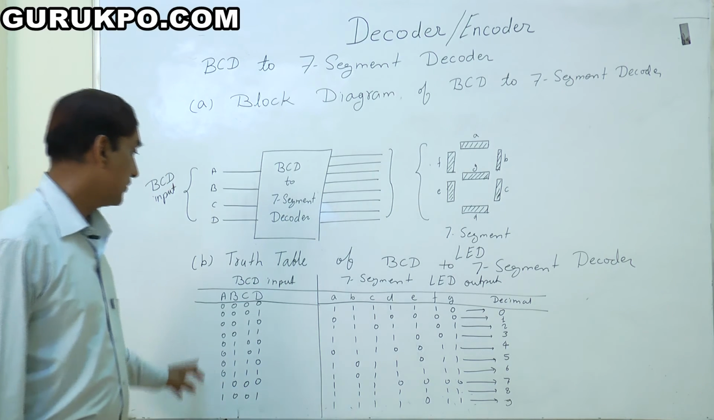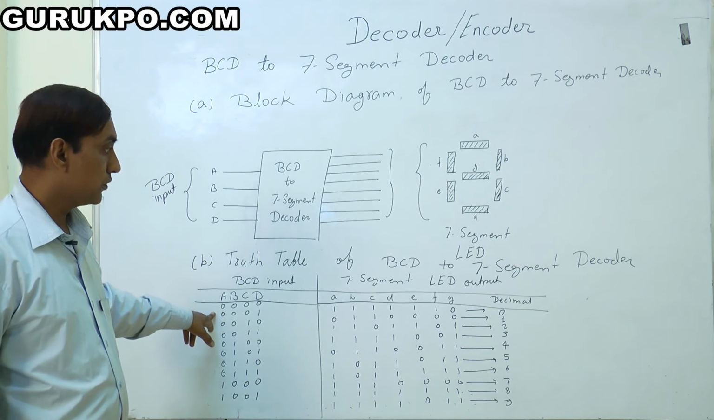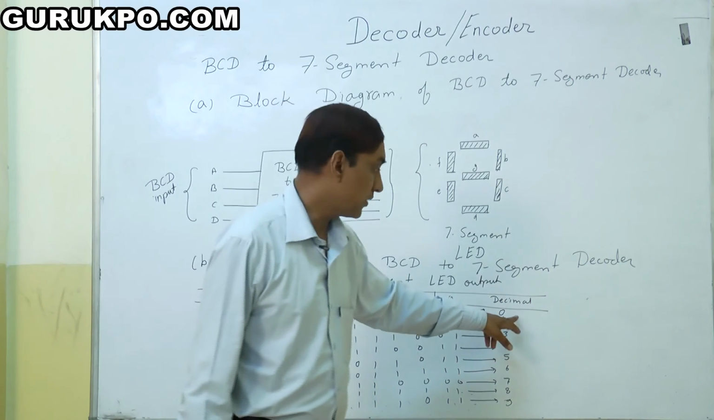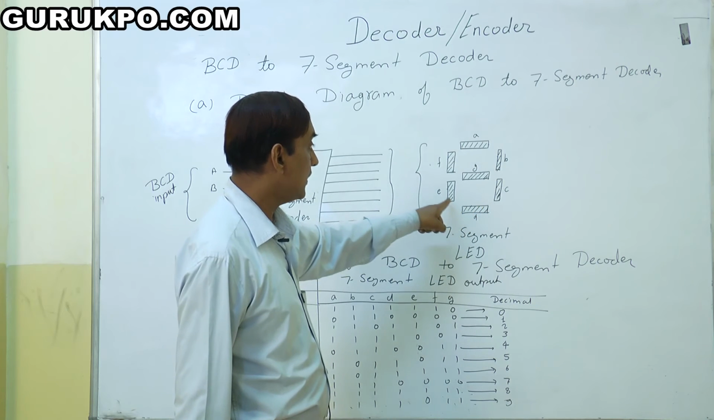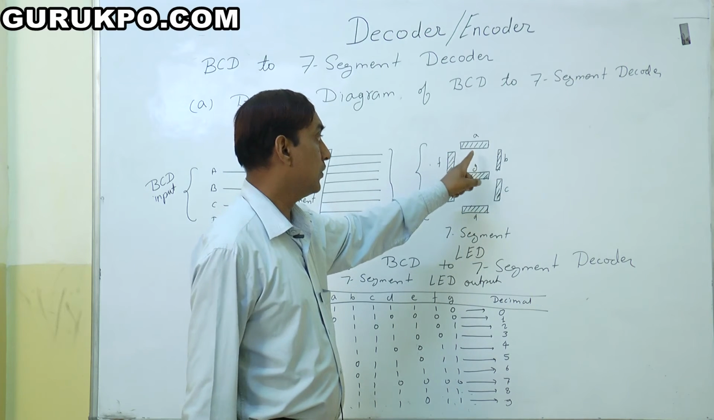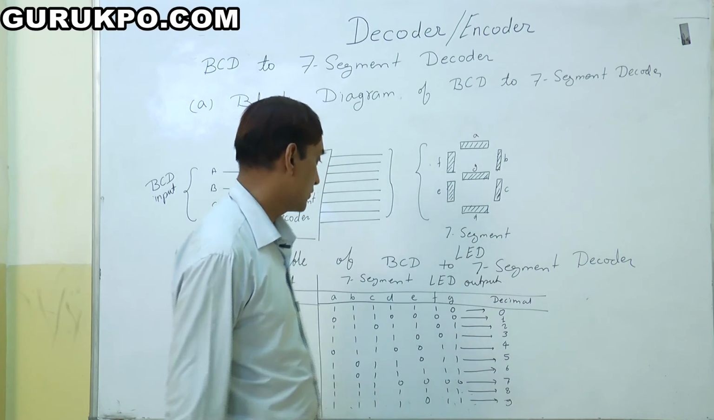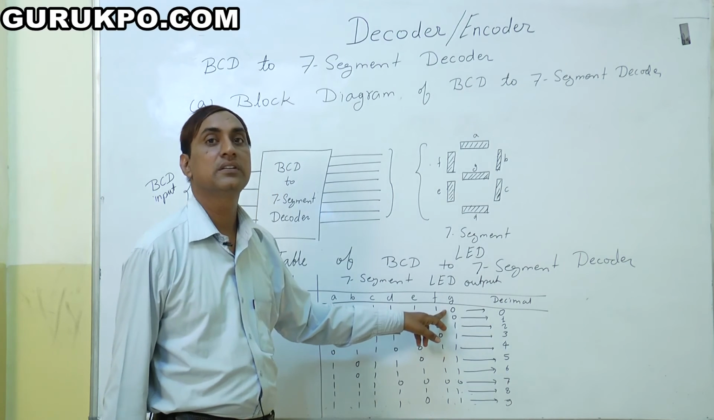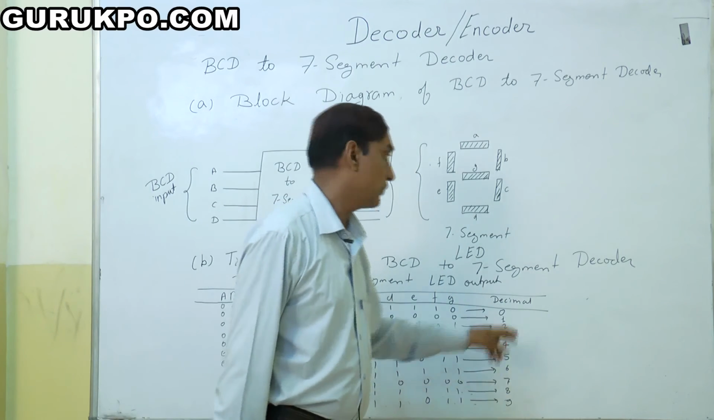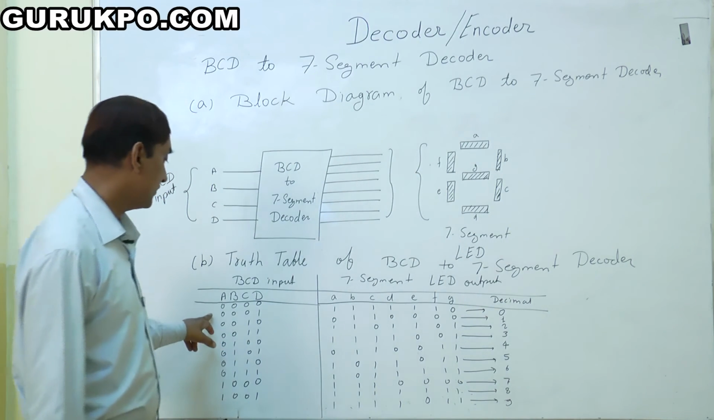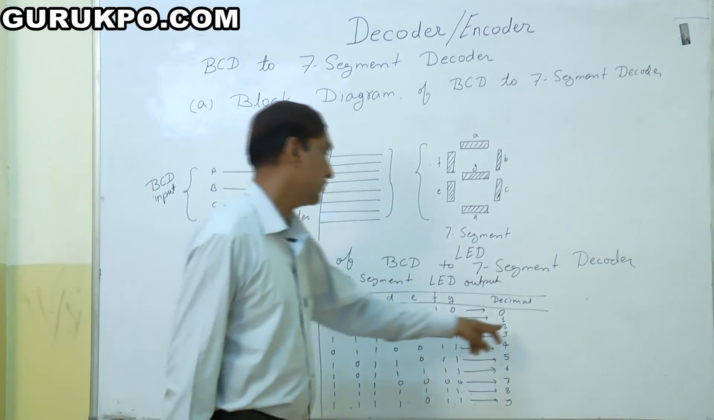So first, if we give the input in the input lines as 0 0, it means we get the decimal number 0. It means for 0, these outer LEDs glow. It means A glows, B, C, D, E or F, but G does not glow. So we just turn off G. So all the others are on. So this creates the decimal number 0. Another, we just give the input of 0 0 1. It means we give the number 1. So this is showing the decimal number 1.